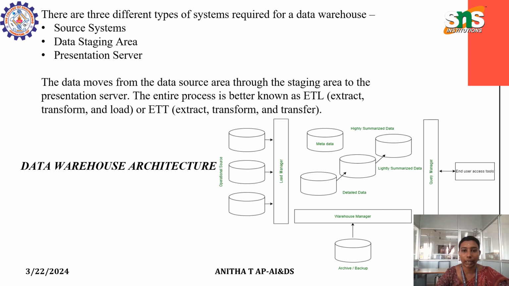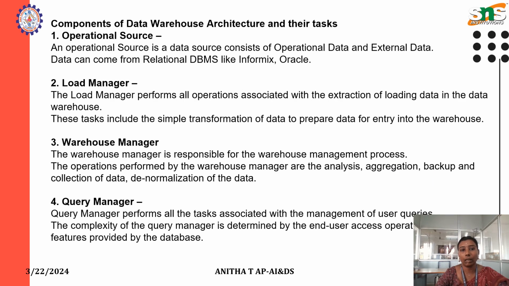The entire process is better known as the ETL process, that is extract, transform, and load, or the ETT process, that is extract, transform, and transfer. This is the general architecture of a data warehouse. Some of the components are operational sources, data warehouse architecture, and how they perform their tasks. Operational sources: the data source consists of operational data and external data. Data can come from relational DBMS like Informix, Oracle, etc.